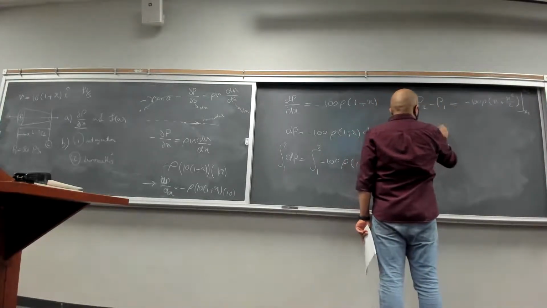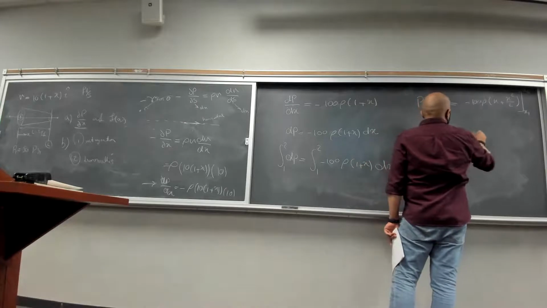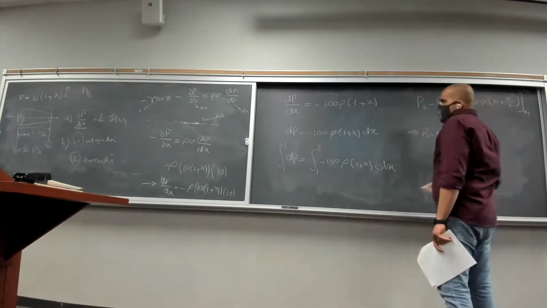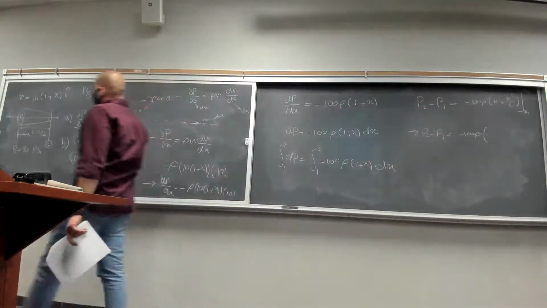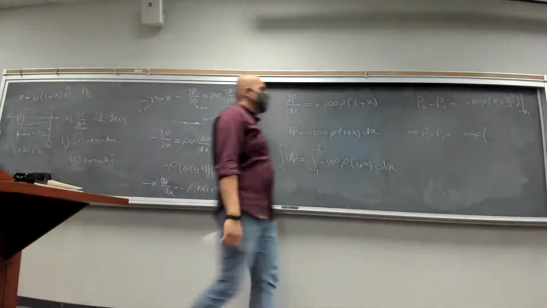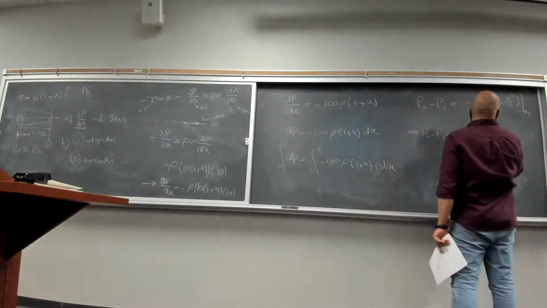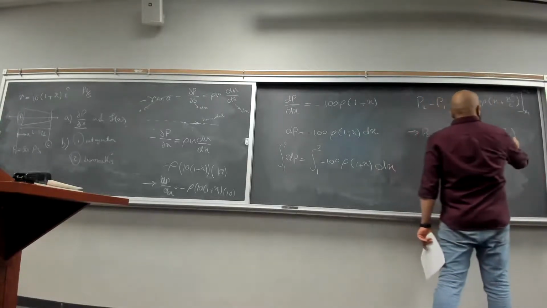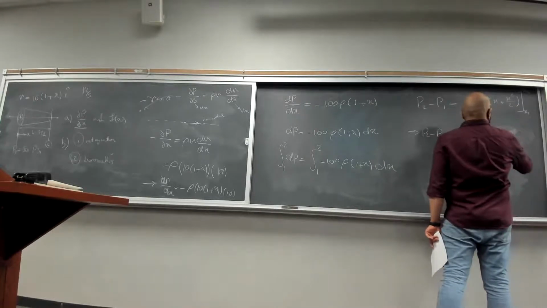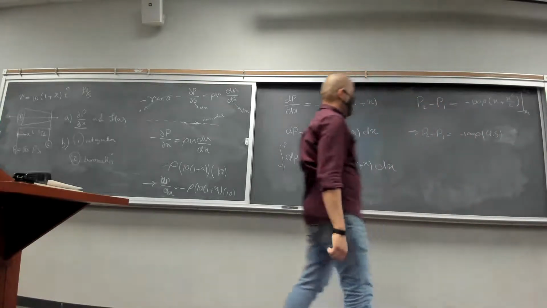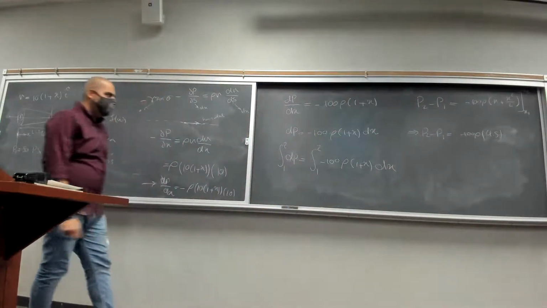So P2 minus P1 is equal to negative 100 rho. X1 is the starting point for your coordinate system, so this is 0, and x2 is 3 feet. So we are essentially going to get 3 plus 9 over 2, which is 4.5. So I'm just going to add this here, multiplied by 4.5. Okay.